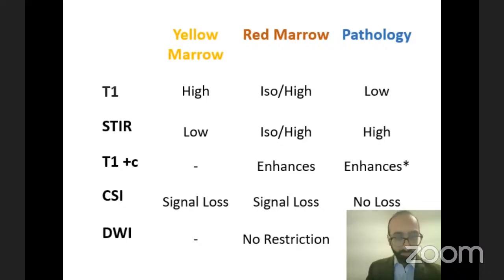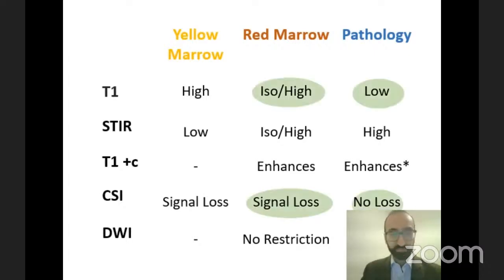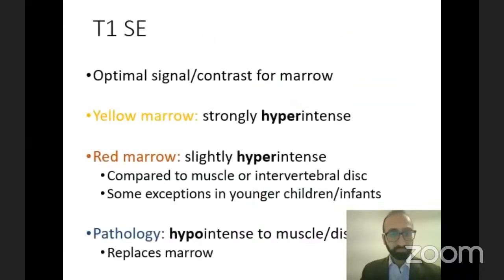We've talked about the overlap already between the two, red marrow and pathology, both enhancing. I'll come back to chemical shift imaging later. Red marrow can really only restrict in infants, so if something is restricting, you should be thinking about pathology outside of the infant age group. Pathology shouldn't suppress signal on chemical shift imaging, again, because it doesn't incorporate fat. That's just to reiterate that.